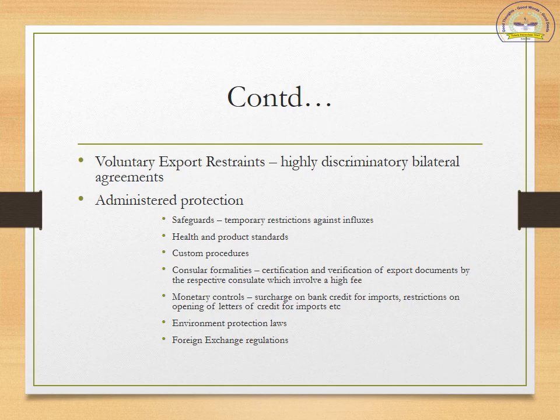Voluntary export restraints are highly discriminatory bilateral agreements. NTBs can also be in the form of administered protection, as in safeguards, health and product standards, custom procedures, consular formalities, monetary controls, environment protection laws, and foreign exchange regulations.